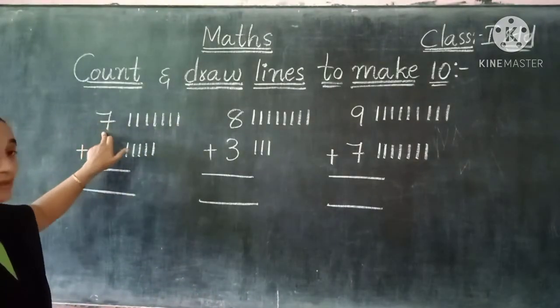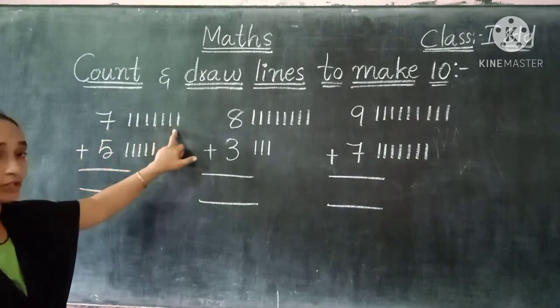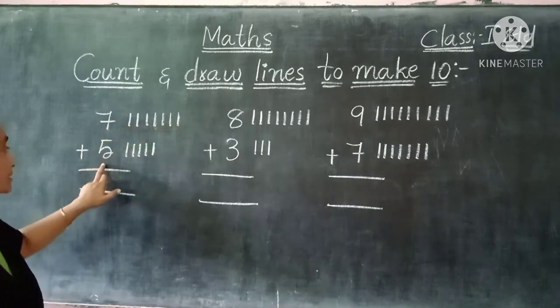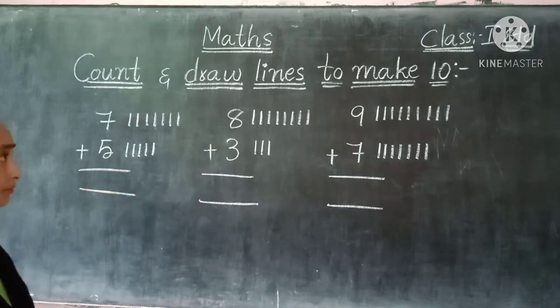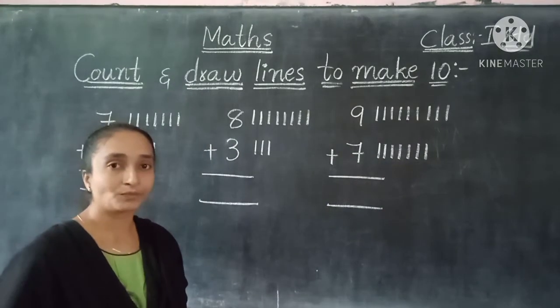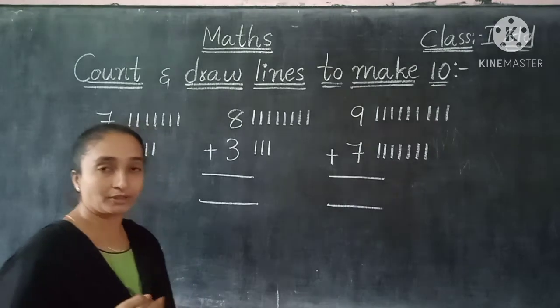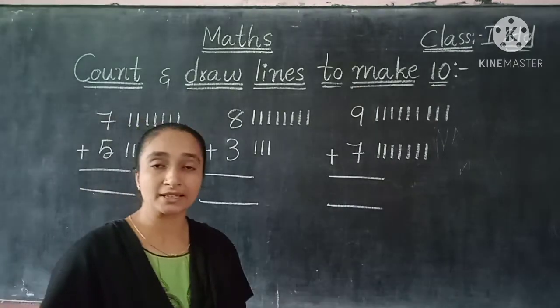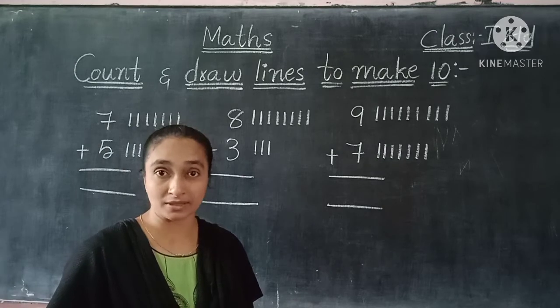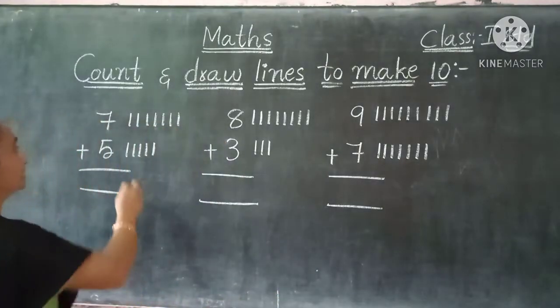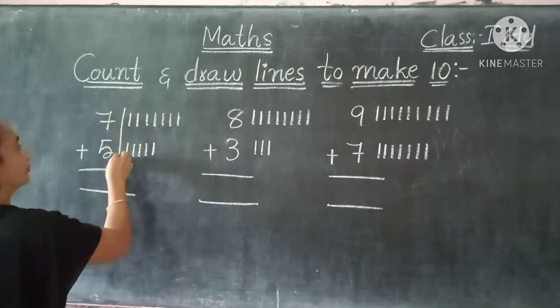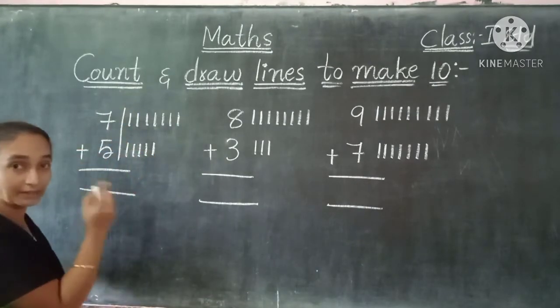The first is the number 7, so here we have to draw 7 lines. The second number is 5, so here we have to draw 5 lines. How could we make the 10? We have to count 10. In the same way, in the previous class we did it with pictures, and the same way we have to do it with the lines also. That means we should form a 10. So we have to make a 10.